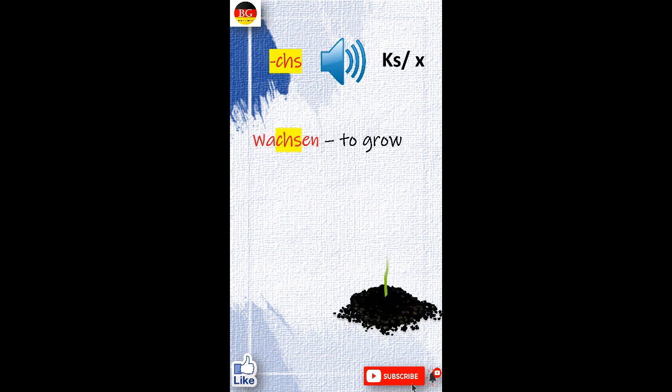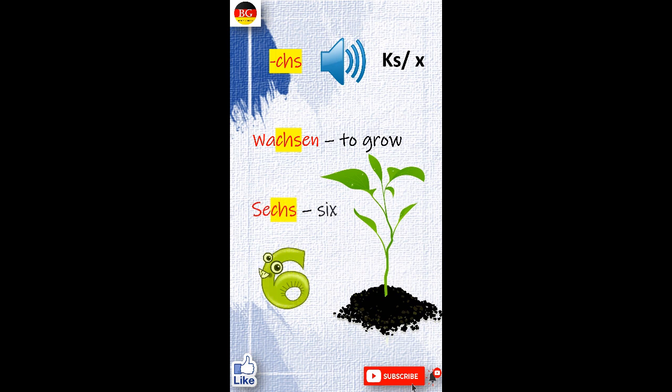Our next combination is CH followed by S, pronounced as KS. Zum Beispiel wachsen, sechs. I know what it sounds like, but I am pronouncing the number.